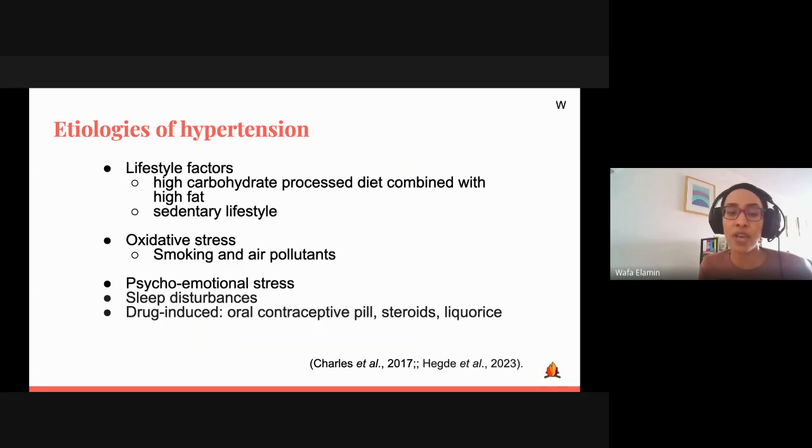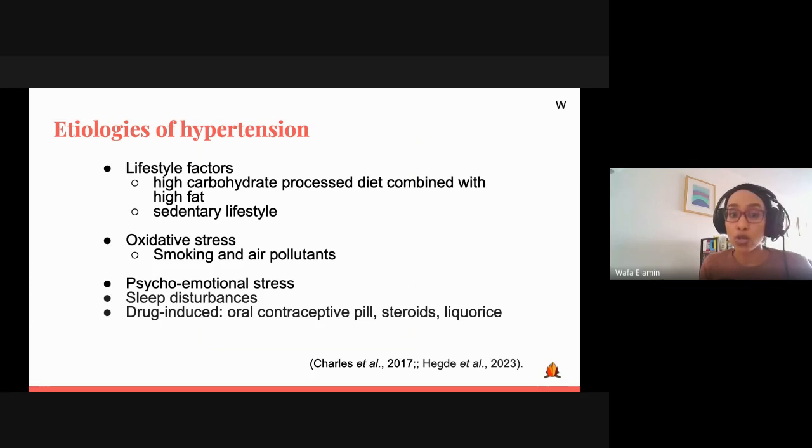Other factors of stress in the body, particularly oxidative stress, can also lead to hypertension. Cigarette smoking and air pollutants may damage the blood vessels, again causing this picture of elevated blood pressure. We can also have psycho-emotional stress or sleep disturbances. These can cause temporary elevations in one's blood pressure, but when prolonged and chronic, can lead to this picture of chronic hypertension and the same sort of impact in the body long term.